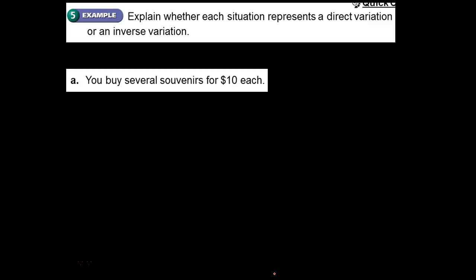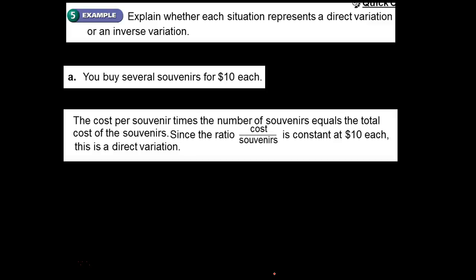Example 5 here. Explain whether each situation represents a direct variation or an inverse. So you buy several souvenirs for $10 each. What do you think? Write down if you think it's a direct or an inverse. The cost per souvenir times the number of souvenirs equals the total. So cost over souvenirs is constant at $10 each. This is a direct variation.